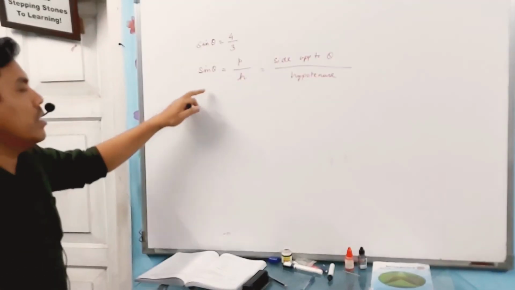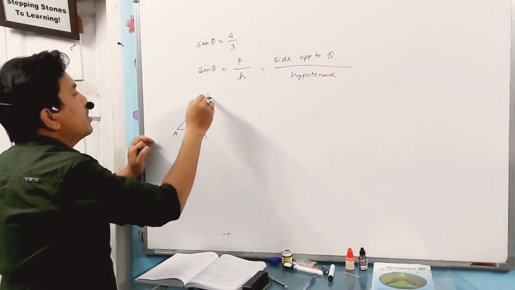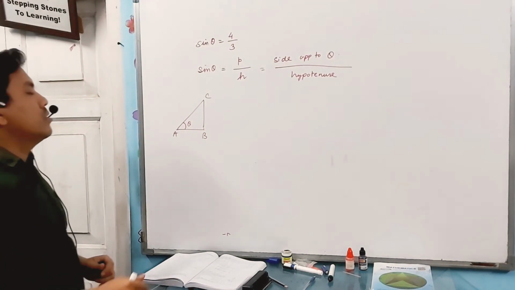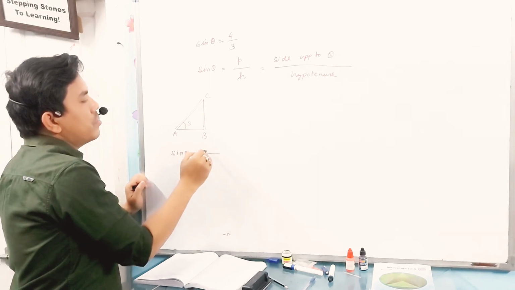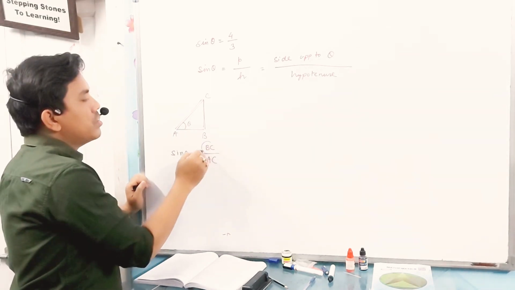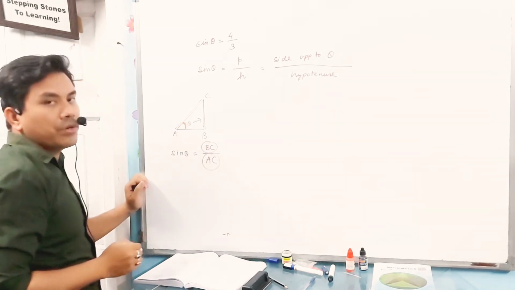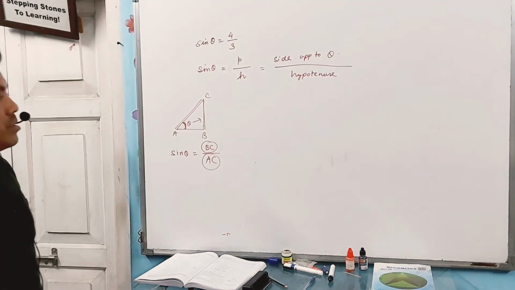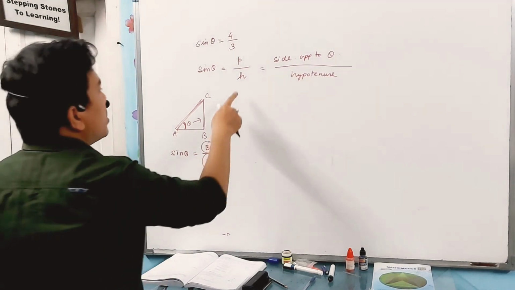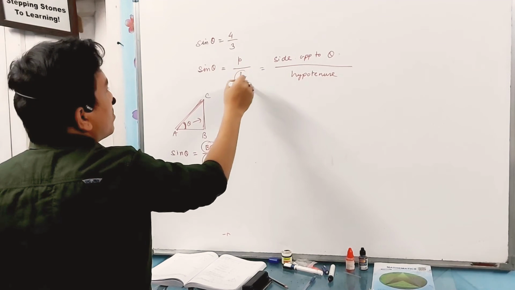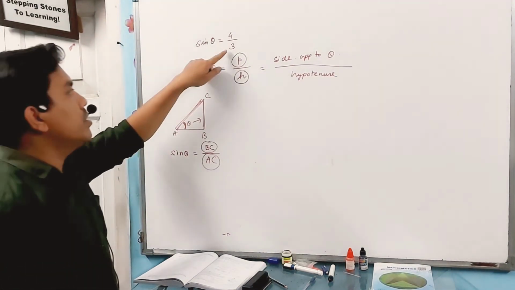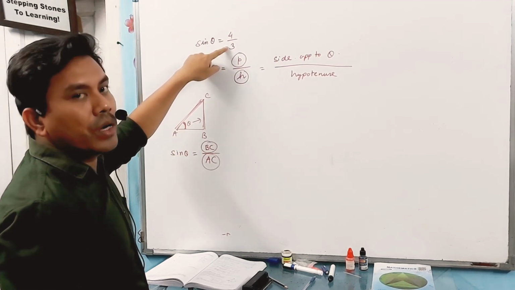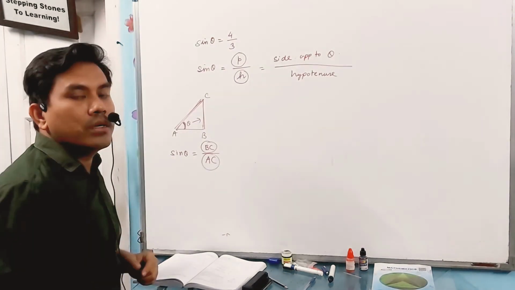Let us suppose this is ABC and this is given as theta. For sin theta, we write perpendicular by hypotenuse, that is BC by AC. BC is the side opposite to angle theta, and AC is the hypotenuse. And we know that hypotenuse is the longest side of a right angle triangle. So in sin theta the hypotenuse must be longer than the perpendicular. Here the hypotenuse part is smaller than the perpendicular. So this statement is also false.